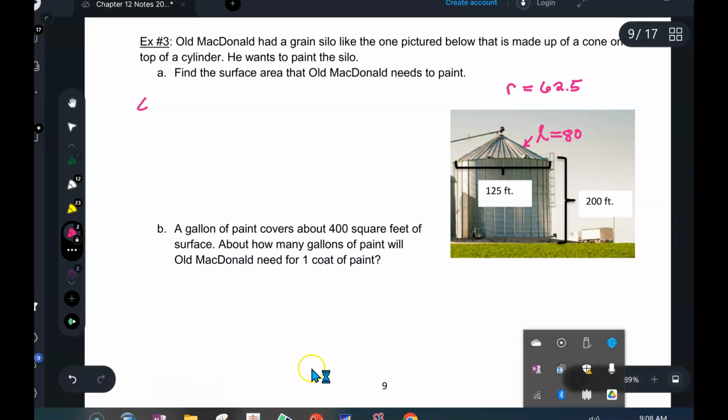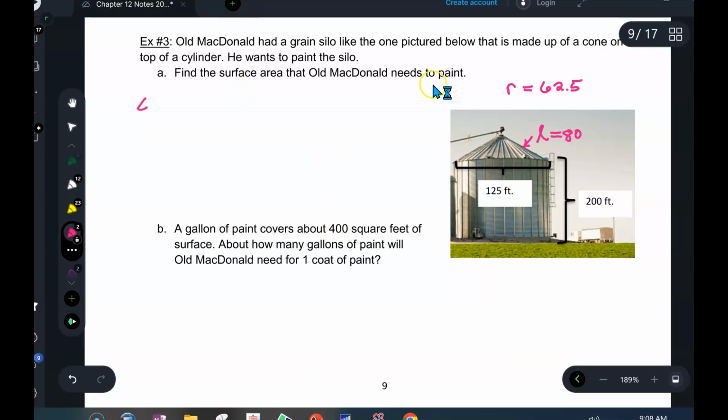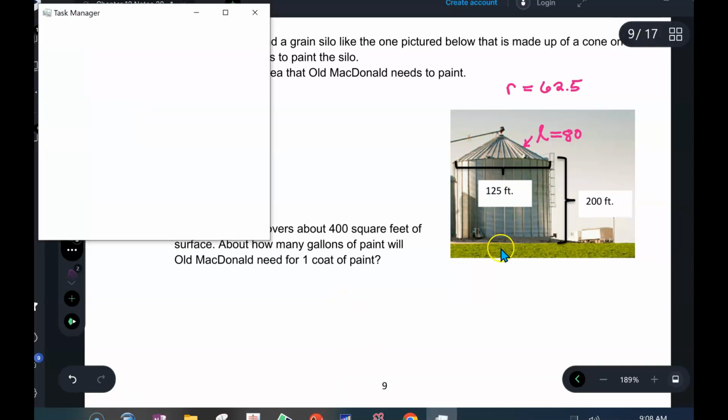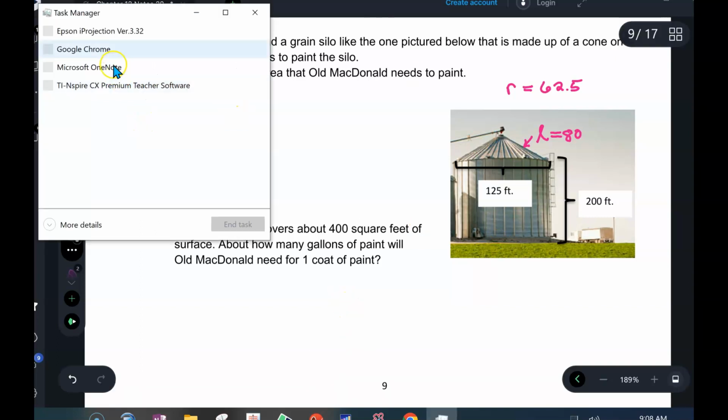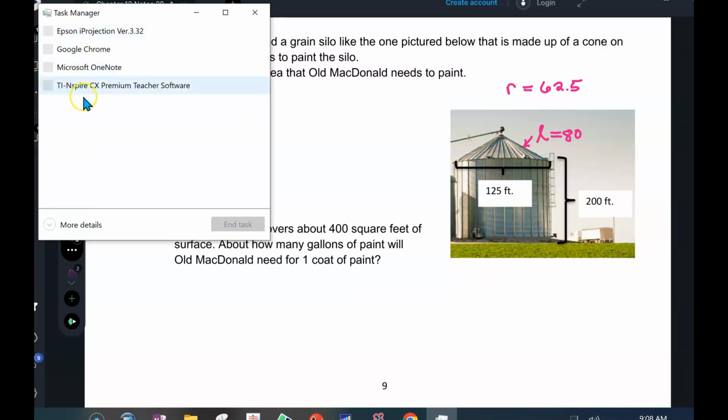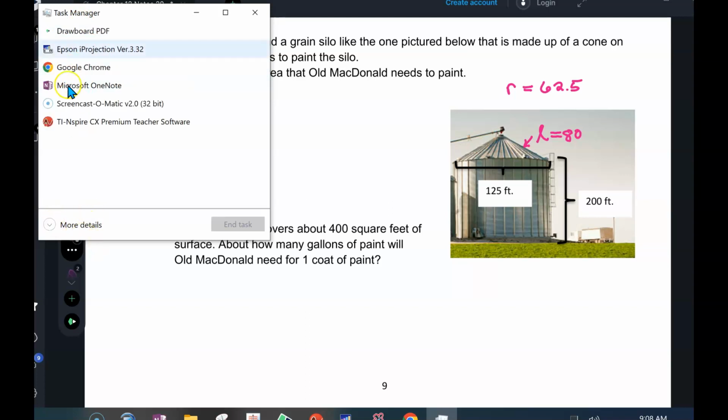14,743.4. Wait, what's the formula? I wrote them on the board. It's a really big number. So like 14,740. Is it 2 pi times 6 and 2.5 plus 2 pi times 6 and 2.5 times 200? Well, I got like 78,000.